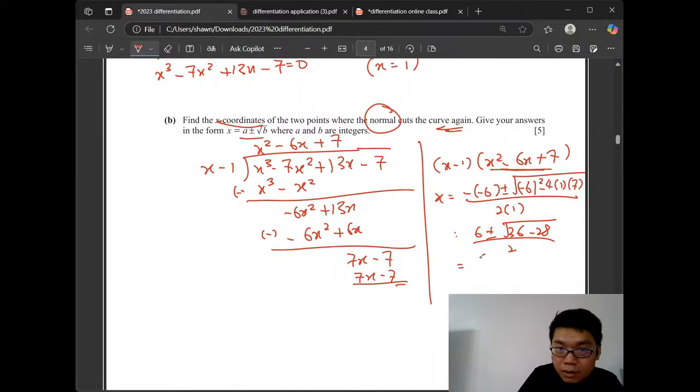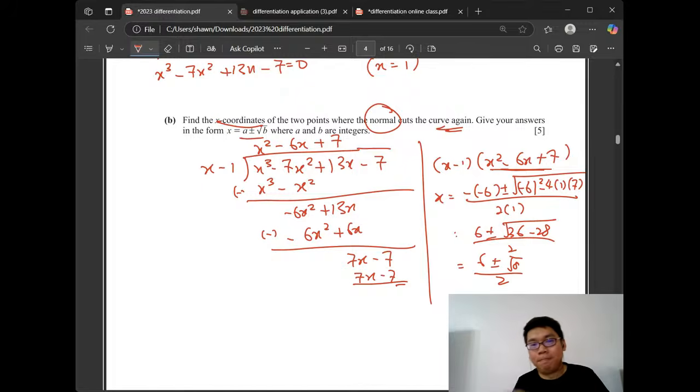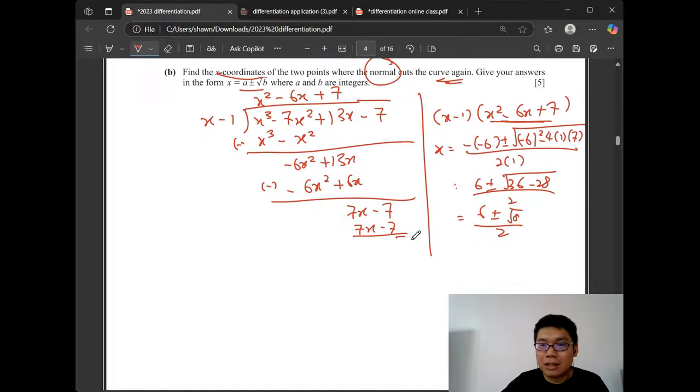So it is 6 plus minus square root of 8 over 2. My students in Year 10 haven't learned this, but in the new syllabus you need to know how to write square root 8 in the simplest form.